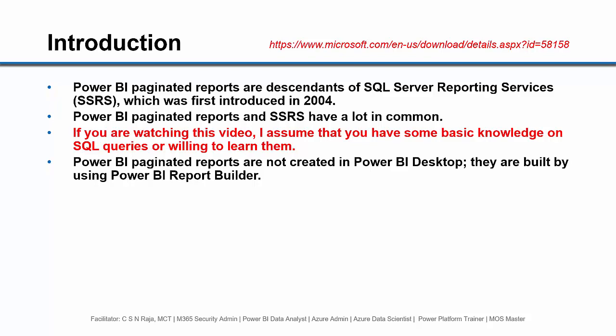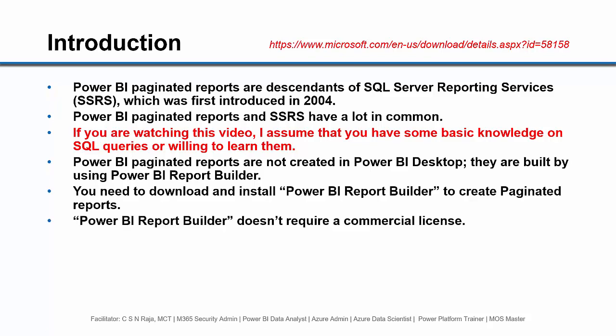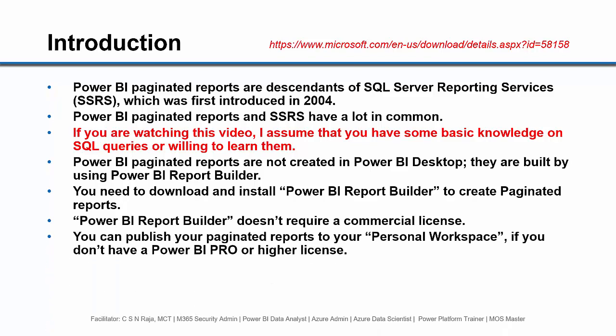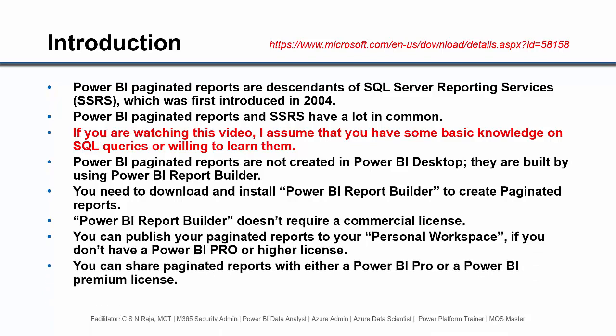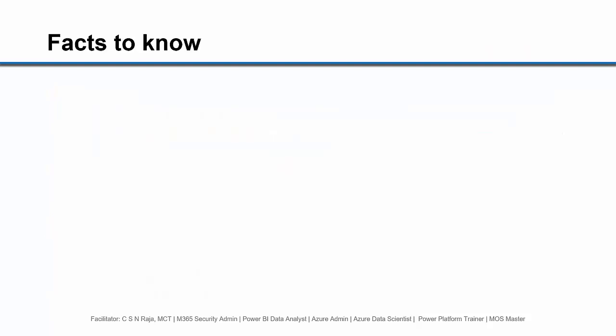They are built by using Power BI Report Builder, which you can download, and you can see a link on the right-hand side top corner on the screen. Power BI Report Builder doesn't require a commercial license at this point in time. You can publish your paginated reports to your personal workspace. If you don't have a Power BI Pro or higher license, you can share paginated reports with either a Power BI Pro or a Power BI Premium license. Installing a SQL Server is not covered in this demo.